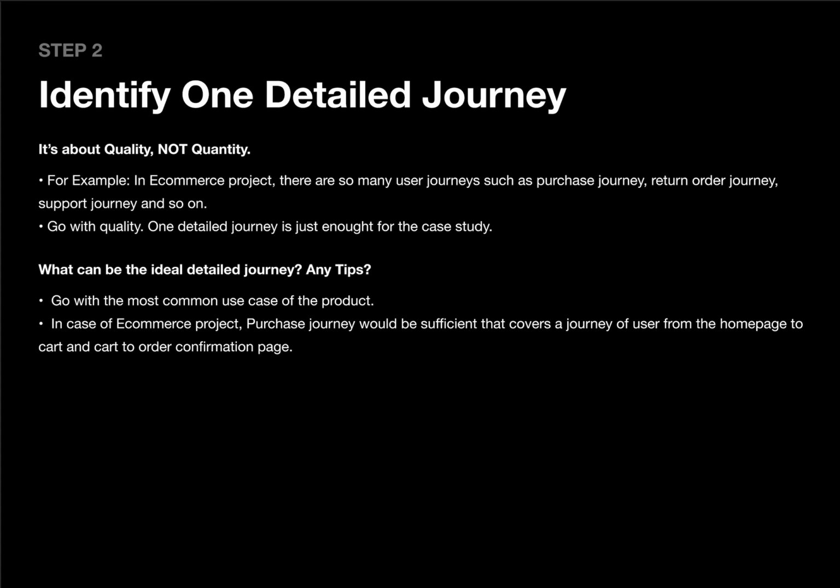What is really required is one key journey, and that's where you need to put your efforts in defining and designing everything in detail. So for example, in case of an e-commerce project, if you just go with a purchase journey or order journey, that's more than sufficient because it covers a lot of things, right? For example, it has a scope of user coming on the home page and traversing from home page to the listing page, from there to product page, and from there to cart, address, payment, and order confirmation.